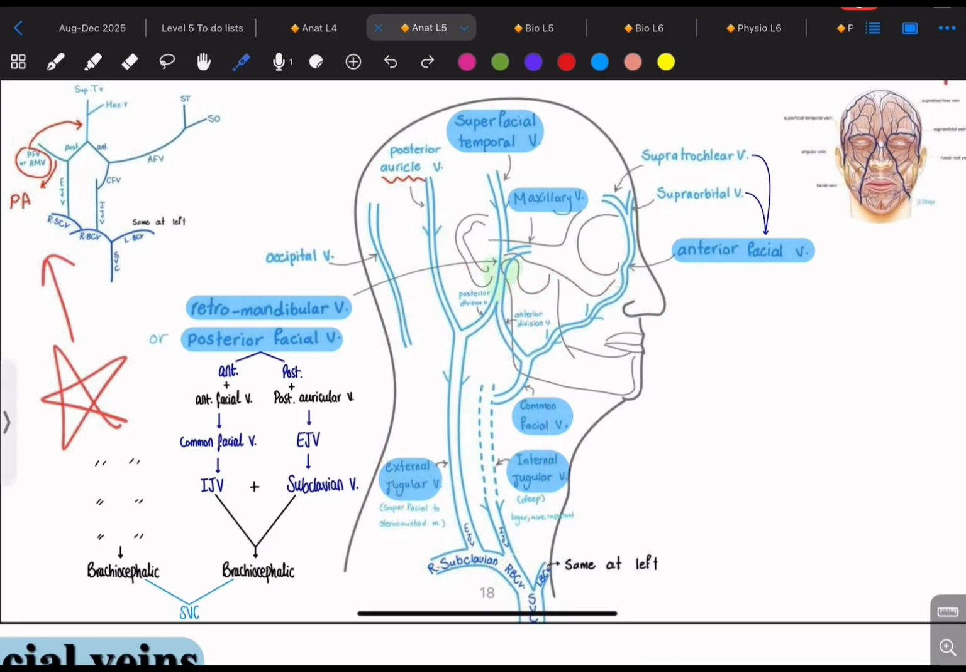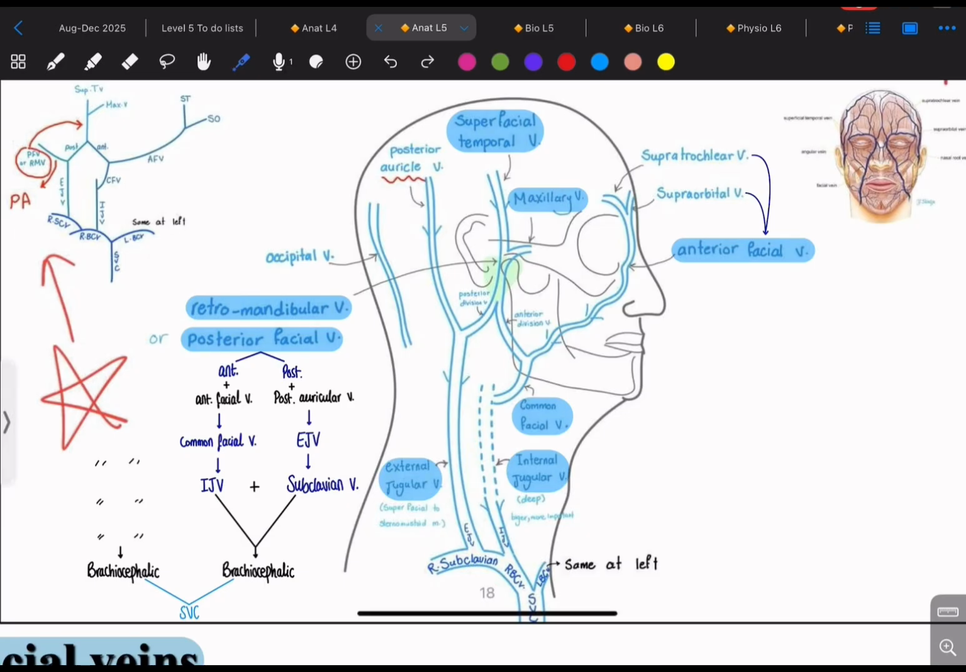So once we reached brachiocephalic, we said subclavian is gonna unite with the internal jugular and give us the brachiocephalic. So there's gonna be another brachiocephalic from the other side, right? So there's gonna be right brachiocephalic and left brachiocephalic. These two brachiocephalics are gonna unite together and give us our final destination, which is the superior vena cava.